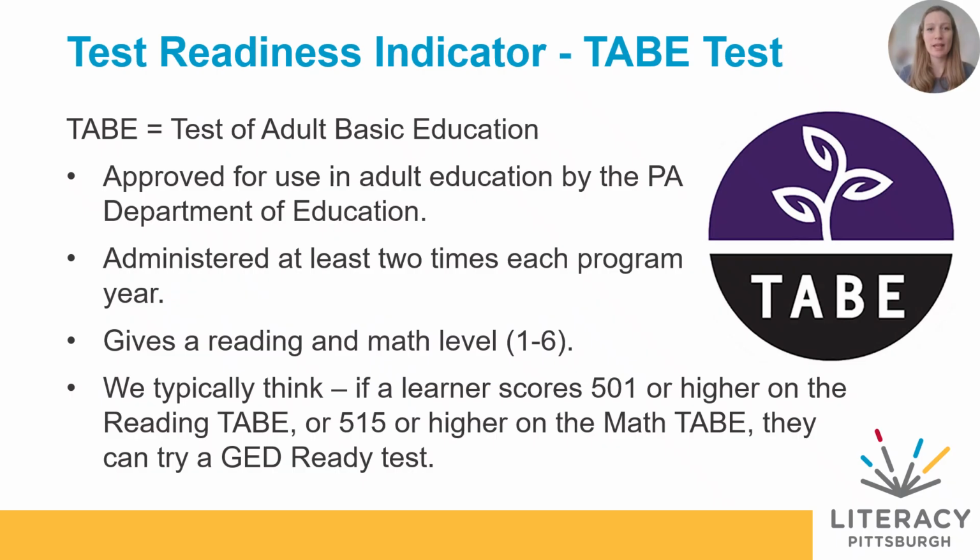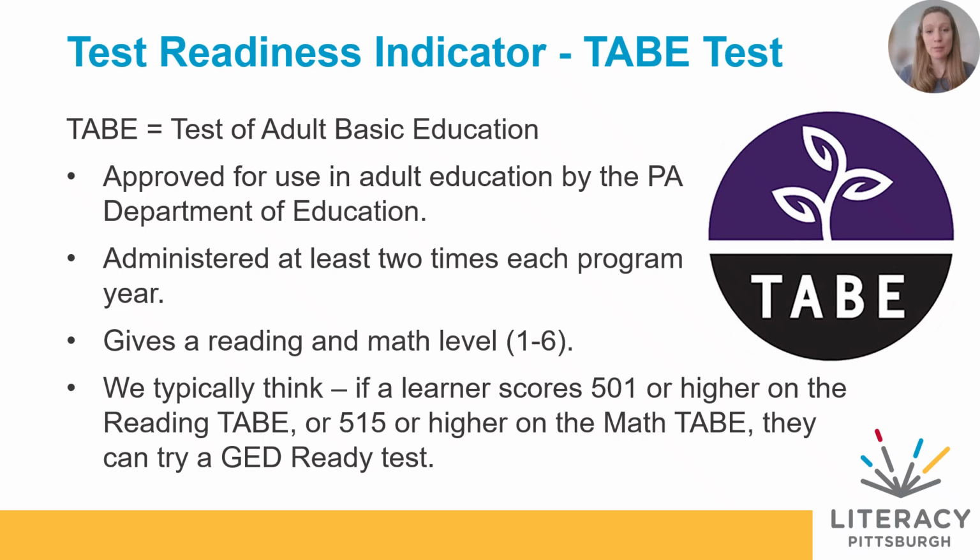The first test readiness indicator that we consider is the TABE test. TABE stands for Test of Adult Basic Education. It is a test that is approved for use in adult education by the Pennsylvania Department of Education. And at Literacy Pittsburgh, we administer this test to our students with a high school equivalency goal at least 2 times each year. Students are assigned a level from 1 to 6 based on their test score.